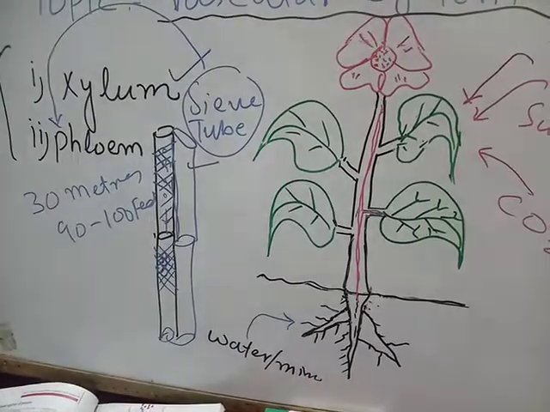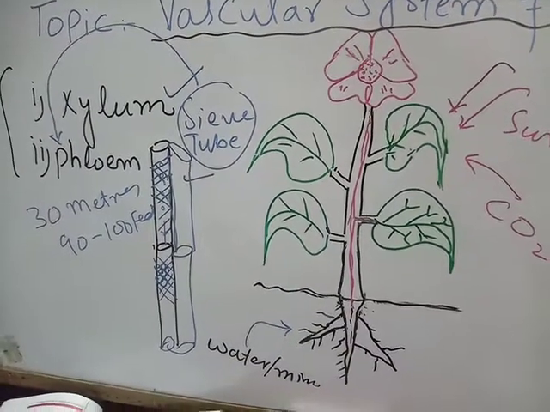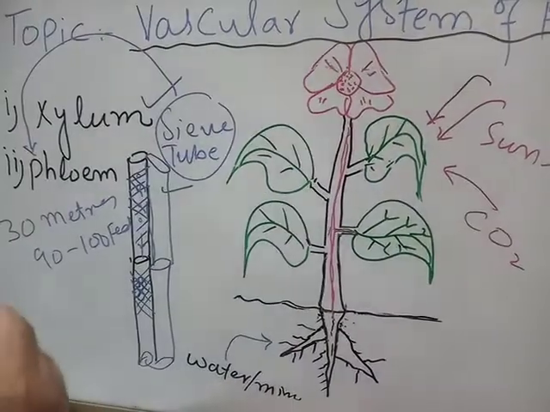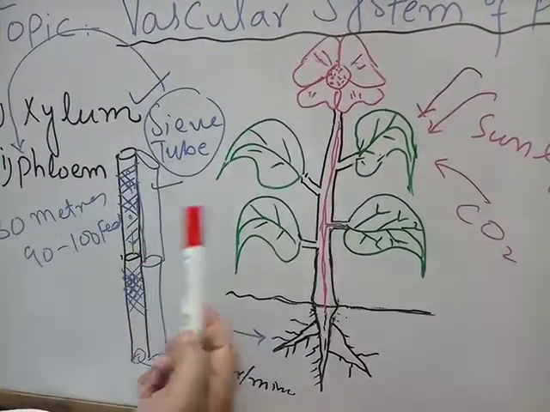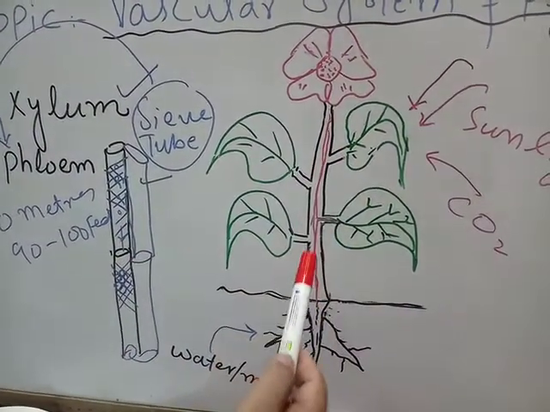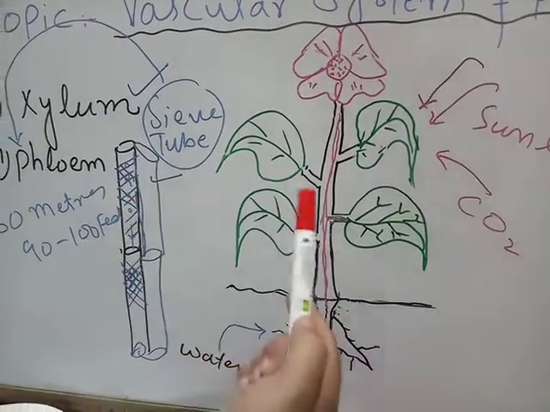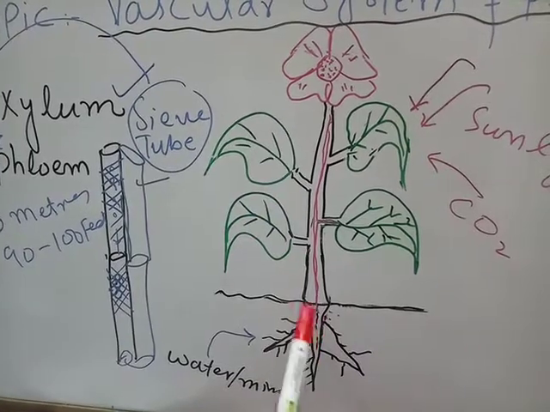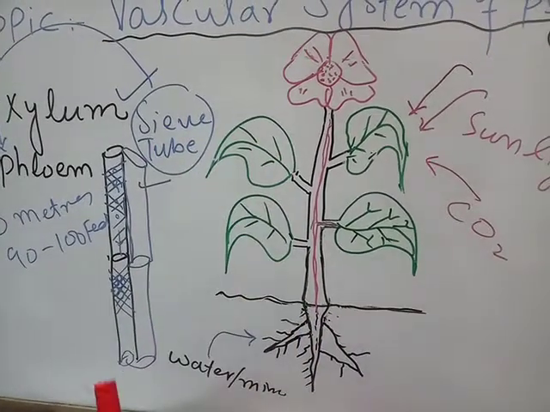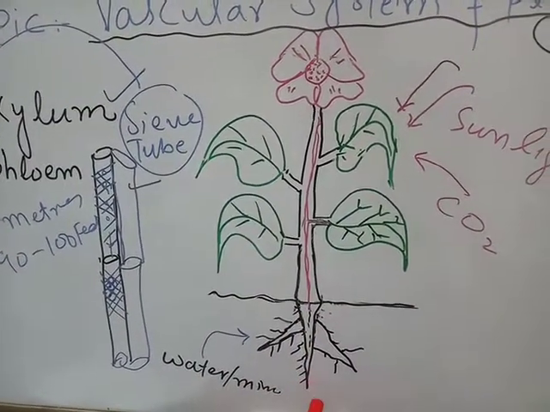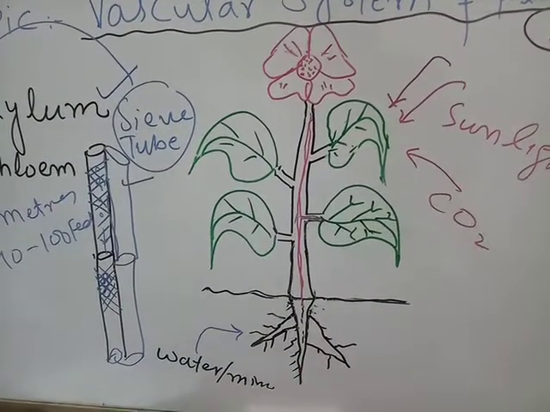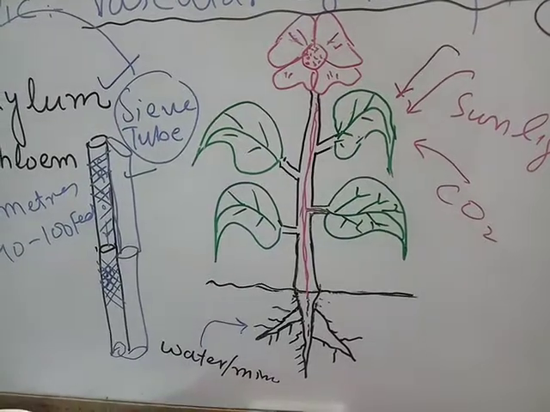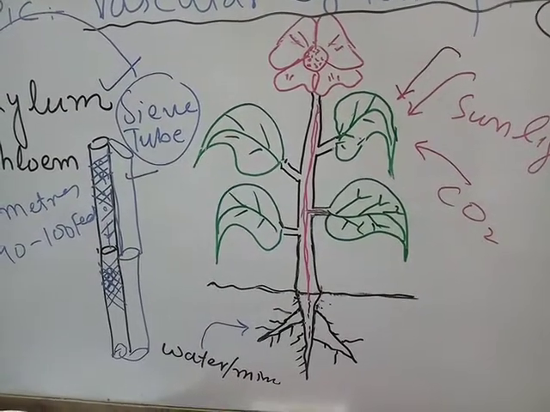So the phloem tissues pick up the prepared food from leaf and transport it to storage points, for example seed, fruits, stem, roots, and to the growing points, for example the taproot and apexes. So this is the job of the phloem tissues.